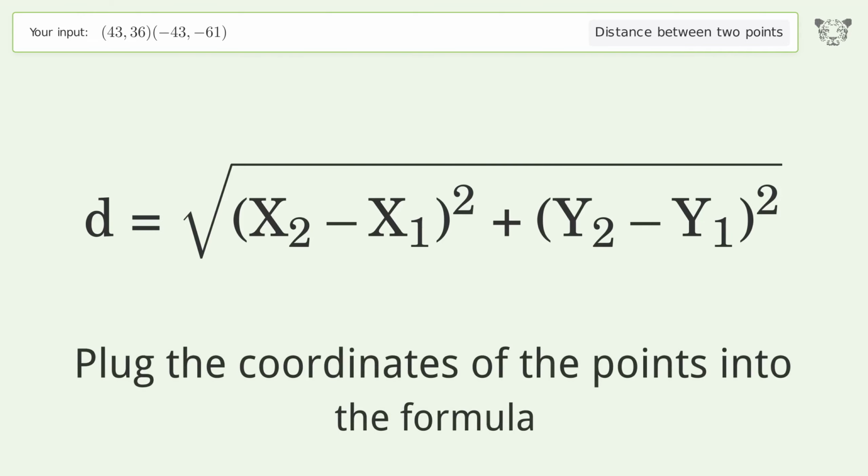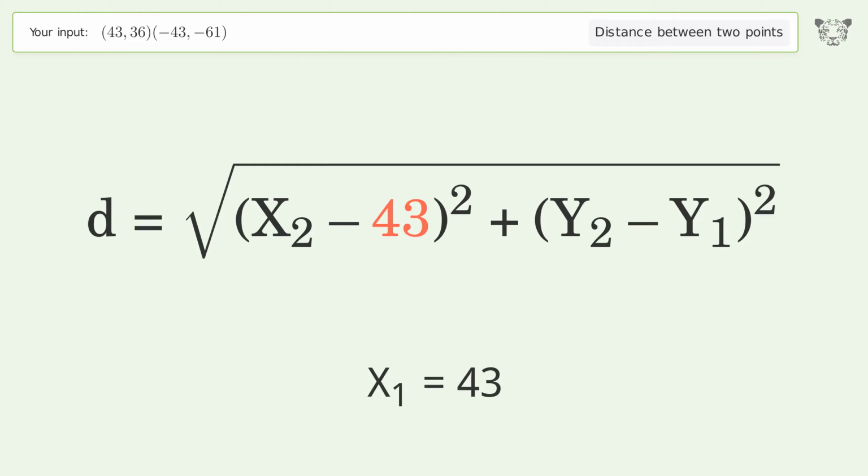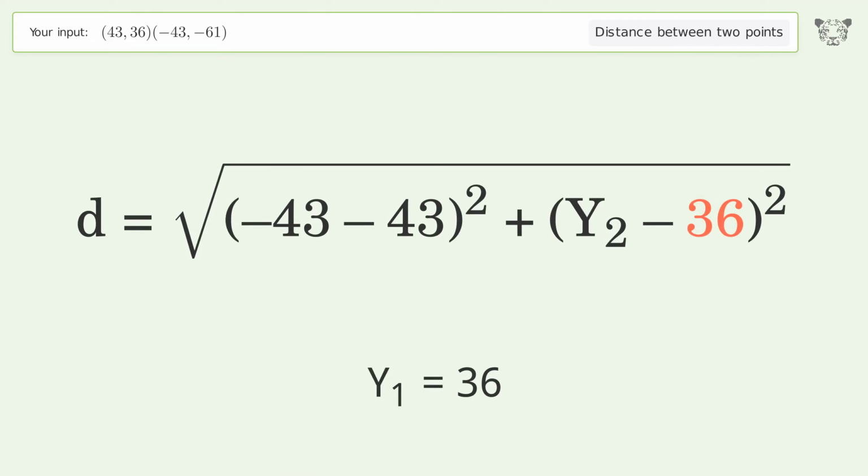Plug the coordinates of the points into the formula. x1 equals 43. x2 equals negative 43. y1 equals 36. y2 equals negative 61.